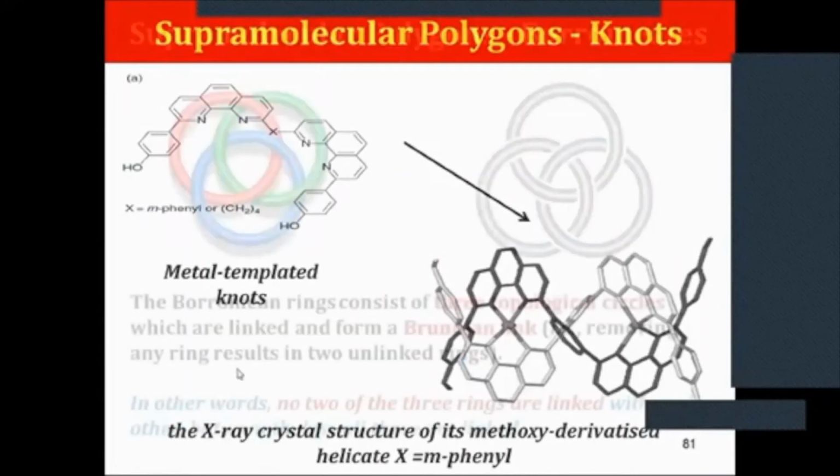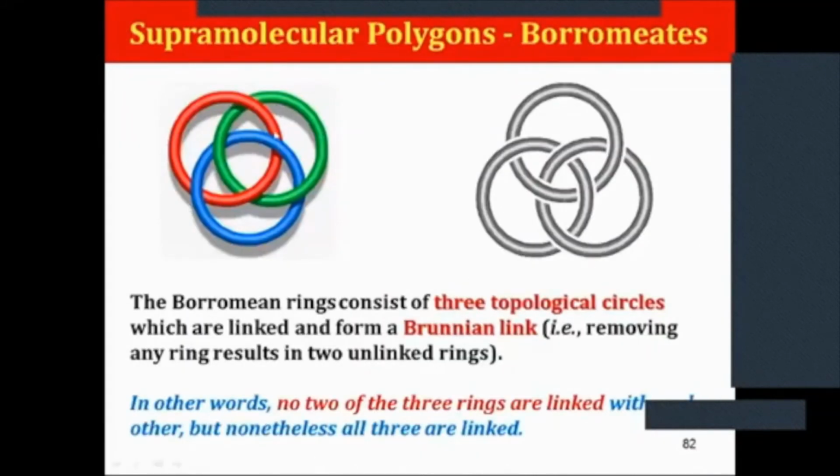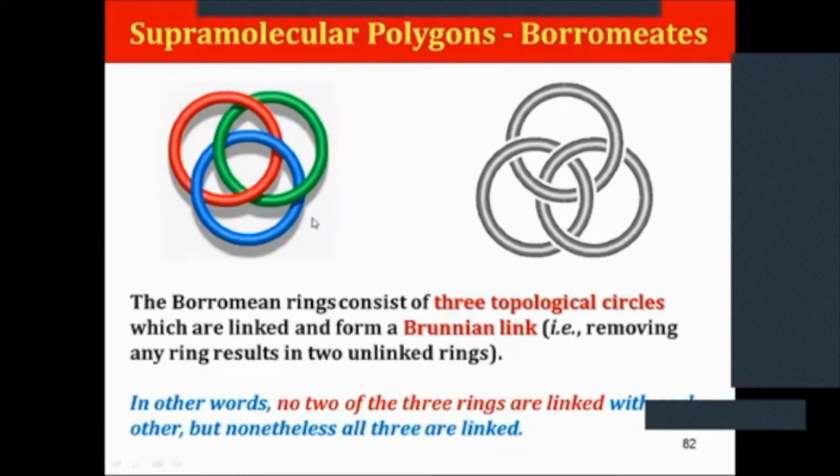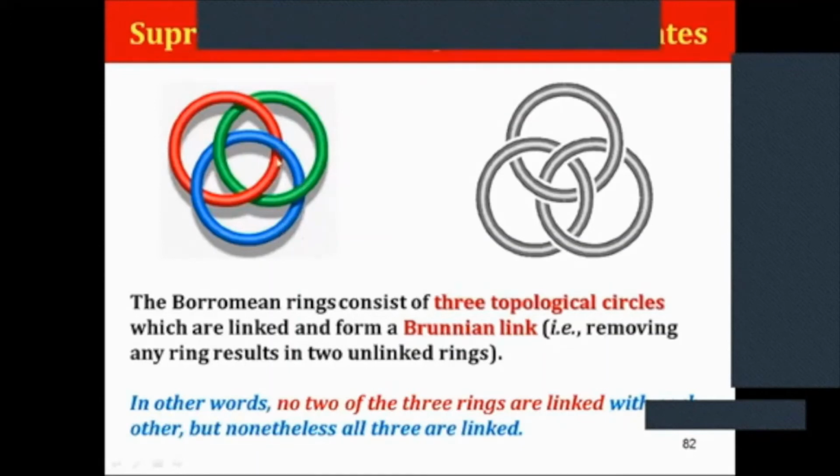You have Borromeates. So this is a typical three-ring system. Five rings we know it is used for the Olympics. It is a three-ring system. So the Borromean rings consist of three topological circles which are linked to form a Brunnian link. This name came from the Borromeo family in Italy, long back. Removing any ring results in two unlinked rings. That is, no two of the three rings are linked together. If you remove any one ring, either this or this, all three will be split. So no two of the three rings are linked with each other, but nonetheless, all three rings are linked together.